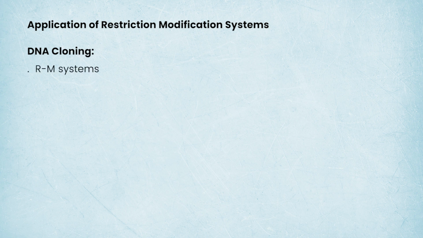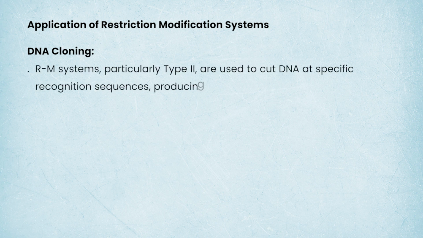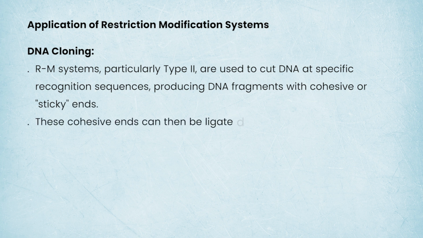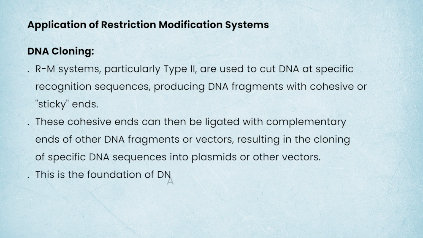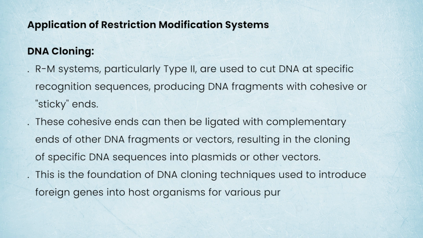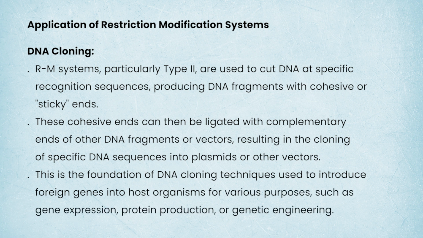Now, coming to how it can be useful. These are naturally present in bacteria as their defense mechanism, but they have been very well reported in applications. These enzymes are very important tools in DNA cloning, particularly type 2, because it is simple and very often used to cut the DNA at specific recognition sequences. As I told you, once the restriction enzyme cuts the DNA, it may produce blunt or cohesive ends, and with these ends you can ligate the foreign DNA and generate the first recombinant DNA, which is important for cloning the DNA sequence into plasmids or any other vectors.